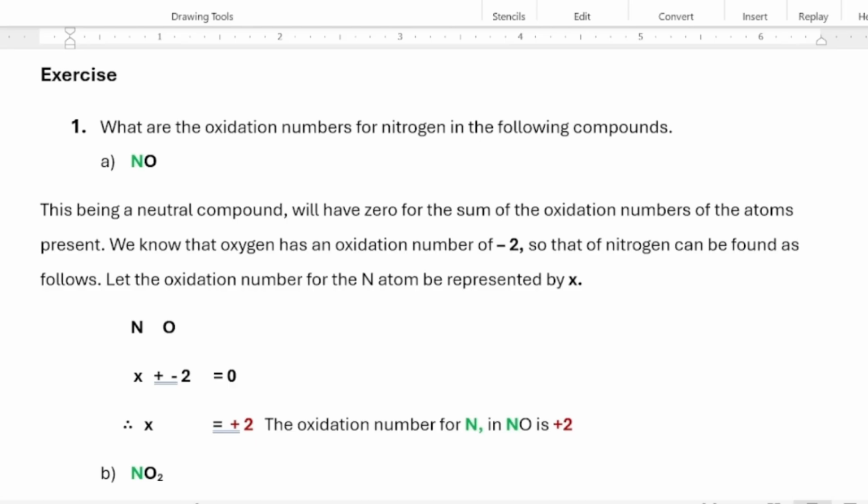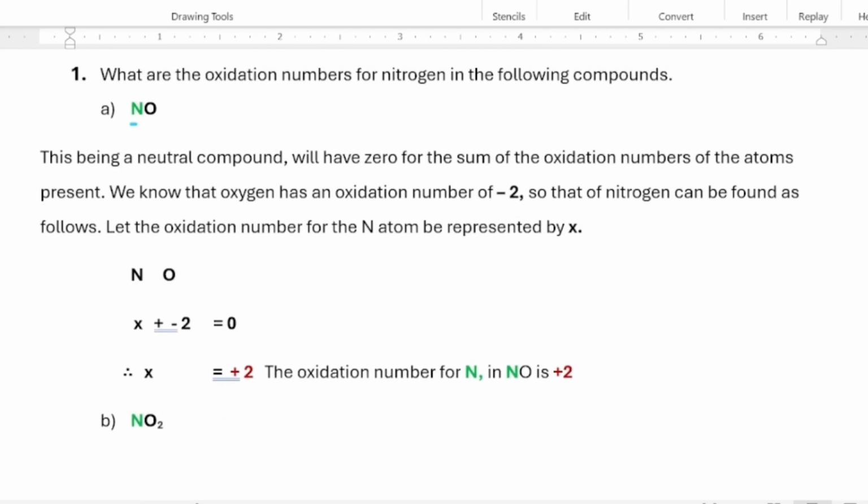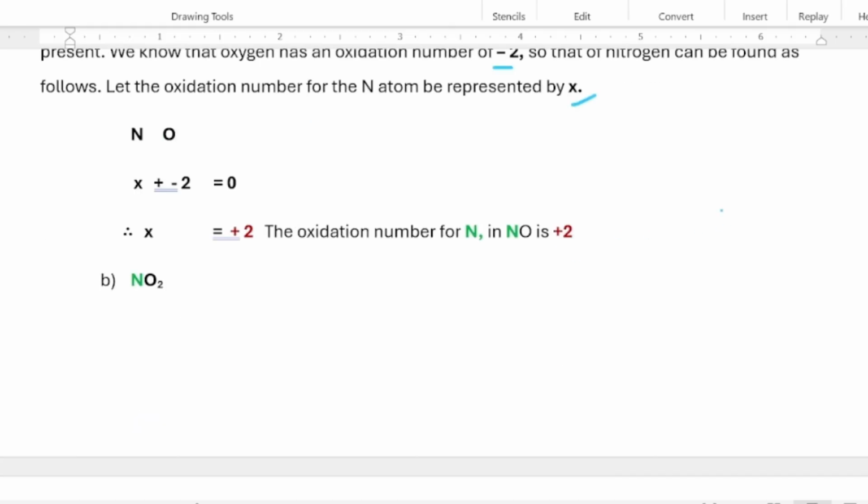Now we shall do some other examples to consolidate your understanding of how to determine the oxidation number of any species that is unknown. The first example is finding the oxidation number of nitrogen in the compound nitrogen monoxide. Being a neutral compound, the sum of the oxidation numbers of the elements present in it must be 0. But we know that the oxidation number of oxygen is -2, so we let x represent that for nitrogen and solve for it. So it has 1 oxygen and 1 nitrogen.